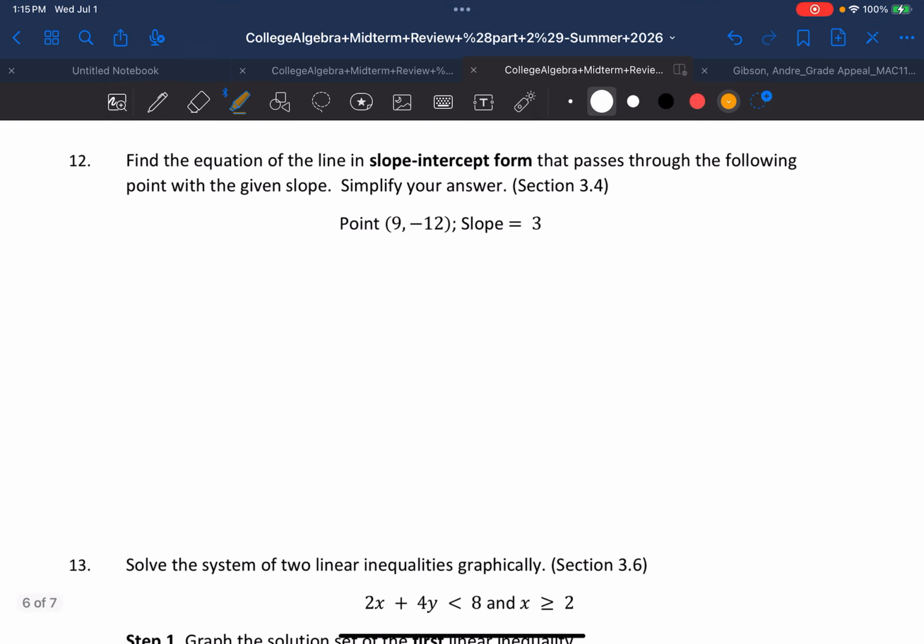Okay, number 12 is from section 3.4. And this says to find the equation of the line in slope-intercept form that passes through the following point with the given slope. So I talked about this in the last video. As long as you have a point and a slope, you can find the equation of the line.